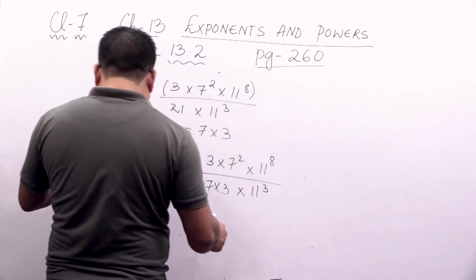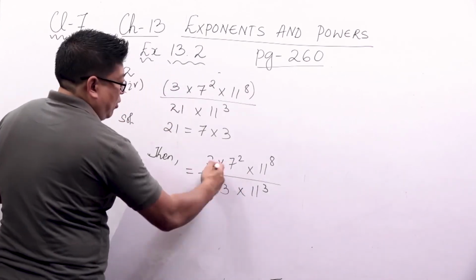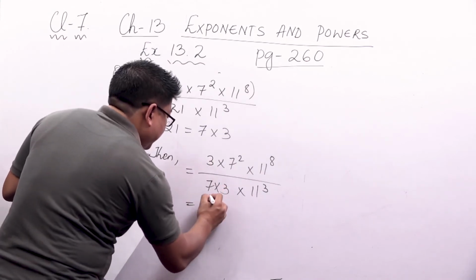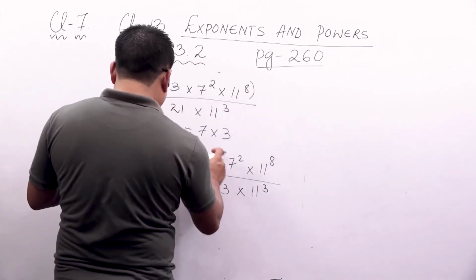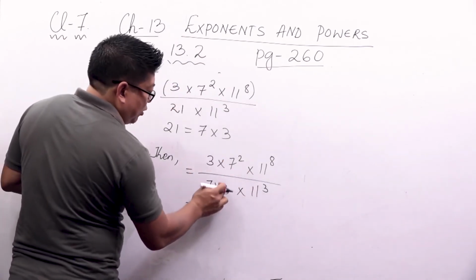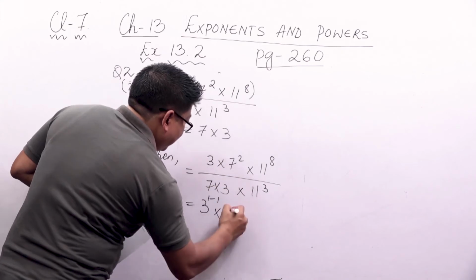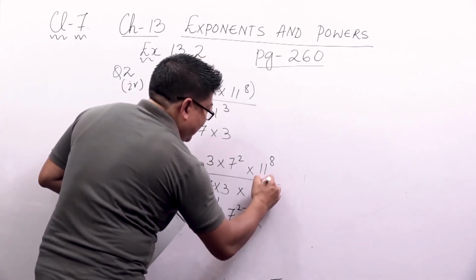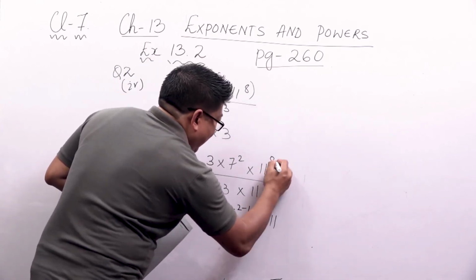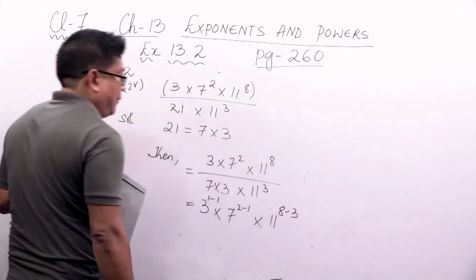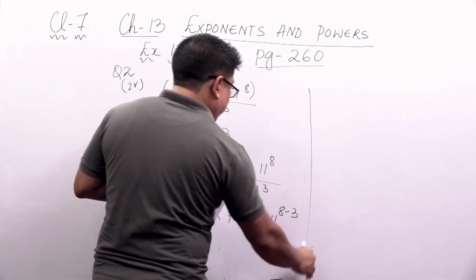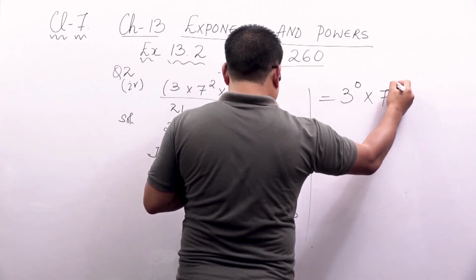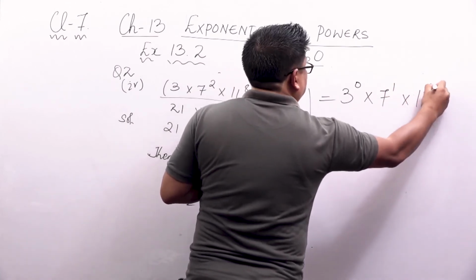All right? So once this is done, separate all the different bases. This 3 and 3, 1 minus 1, right? No power is given means 1. So 1 minus 1, because they are divide, into 7, 2 minus, no power is given means 1. And finally this 11, same base, 8 minus 3. Okay, it looks complicated, but once you understand the laws, it will be very easy. So 1 minus 1 is 0, 7, 2 minus 1 is 1, and 11 to the power 5.